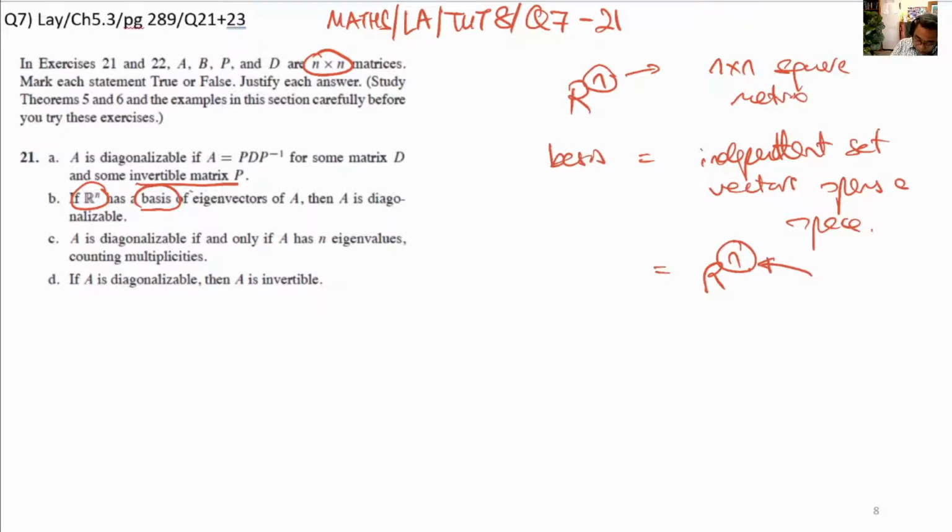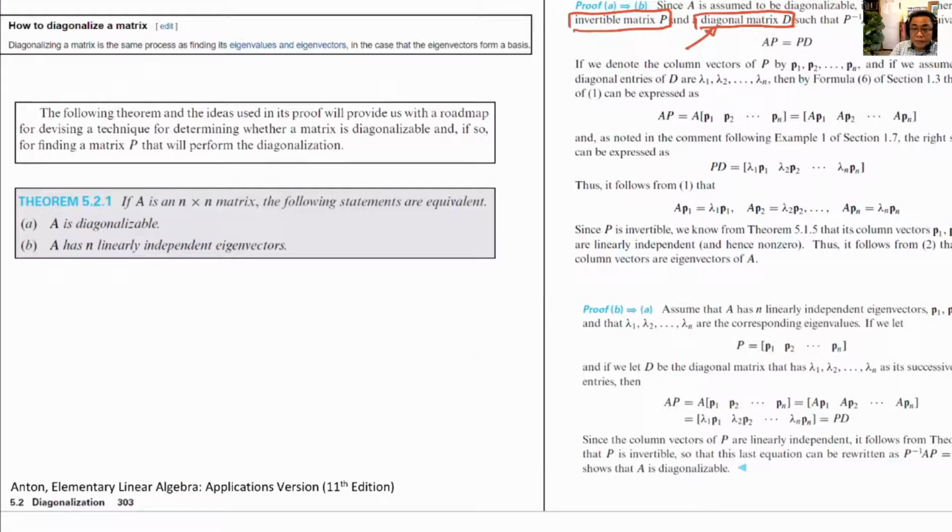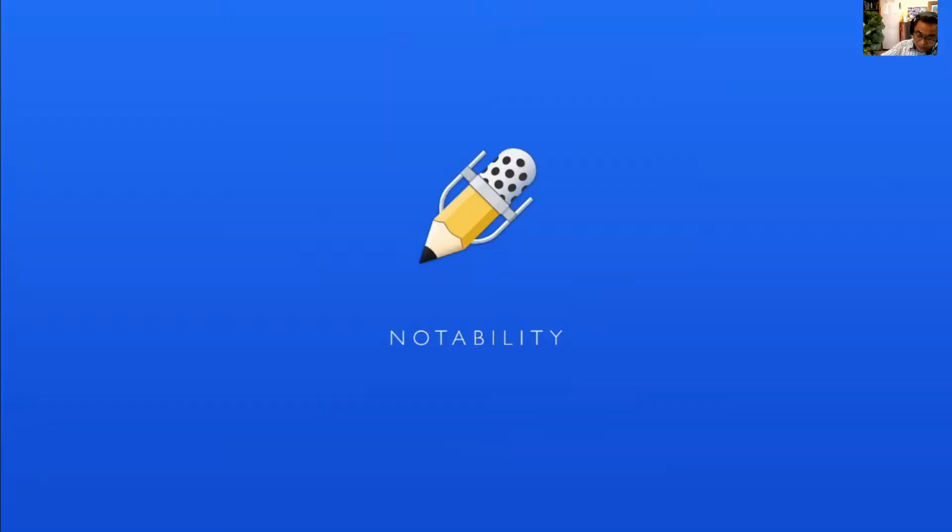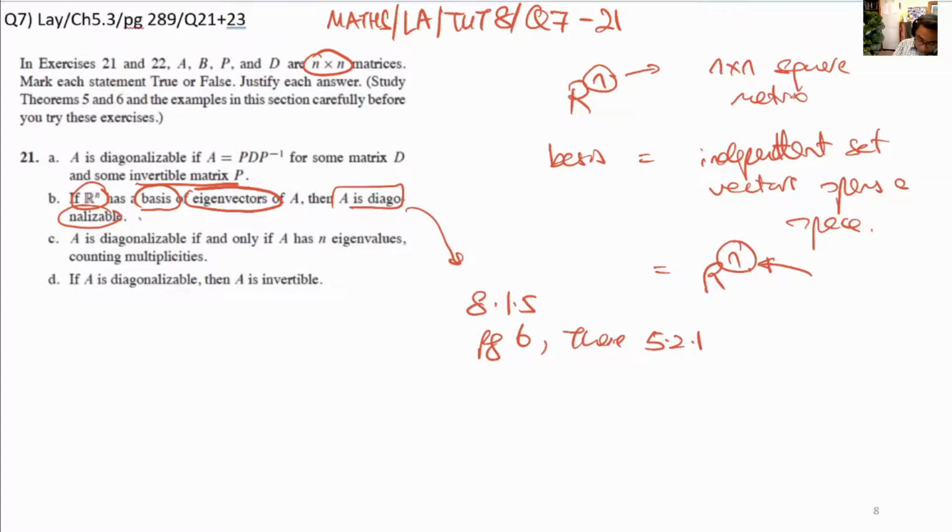So if we have n independent eigenvectors, then A is diagonalizable, because this is what the theorem states anyway. 8.1.5, the same page number 6, and theorem 5.2.1. Let's go there again. This is the theorem. It must have n linearly independent eigenvectors for an n by n matrix. This statement is equivalent to the question, which requires us to have a basis for Rn, which is this question here.